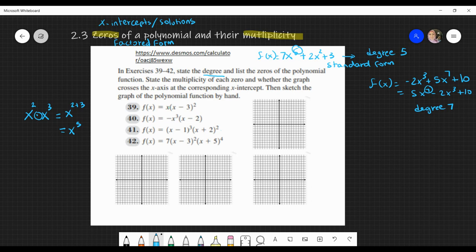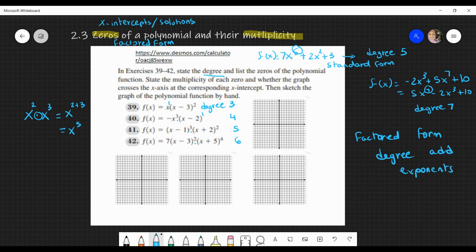So factored form is a multiplication as well. So what we need to do to find the degree is add the exponents. So exponent of 1, exponent of 2, the degree will be 3. Exponent of 3, exponent of 1, the degree will be 4. 3 and 2, degree 5. 2 and 4, the degree is 6. And again, this is just because we have a factored form. So from a factored form, to find the degree, you're going to have to add exponents.